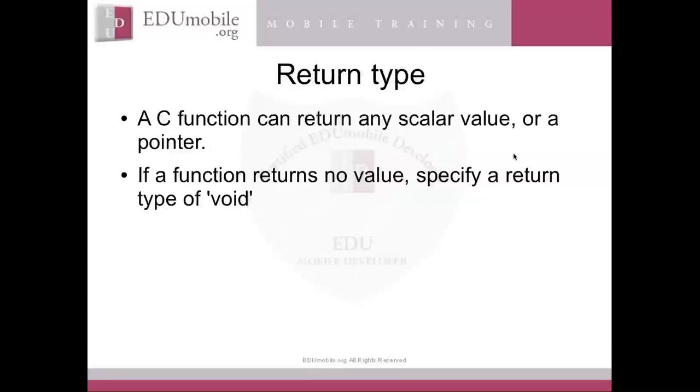The return type of a function can be any scalar value, or it can be a pointer to something else. It could be a pointer to a C struct. In Objective-C, it can be a pointer to an object, and so forth. If a function, though, returns no value at all, we specify a return type of void. So if, for example, the add function didn't return a value, if we were doing it some other way that we're going to talk about here in a moment, then we would specify void instead of int before that add.